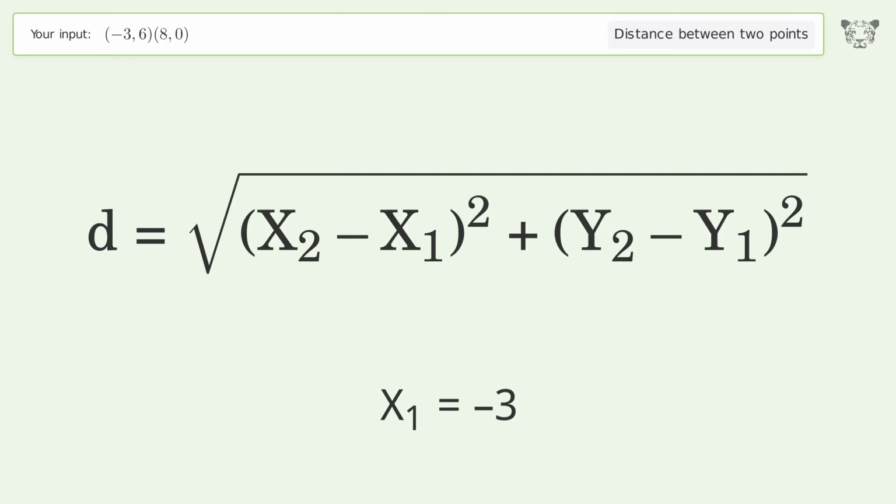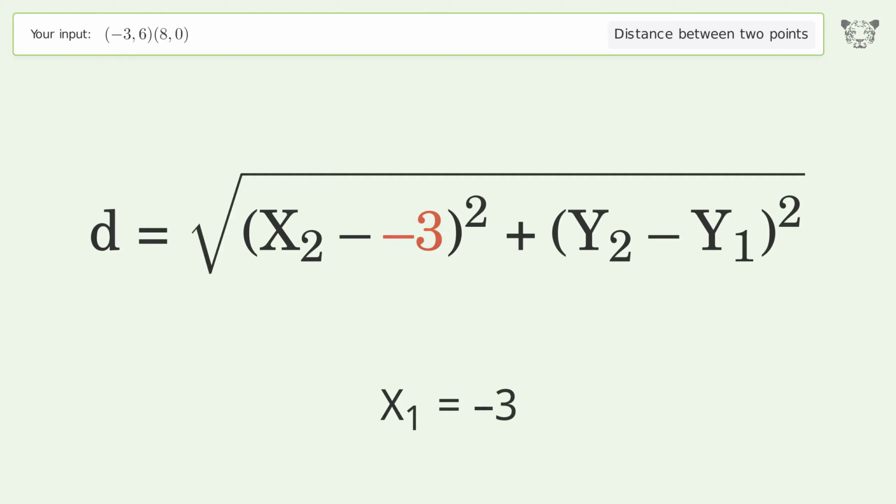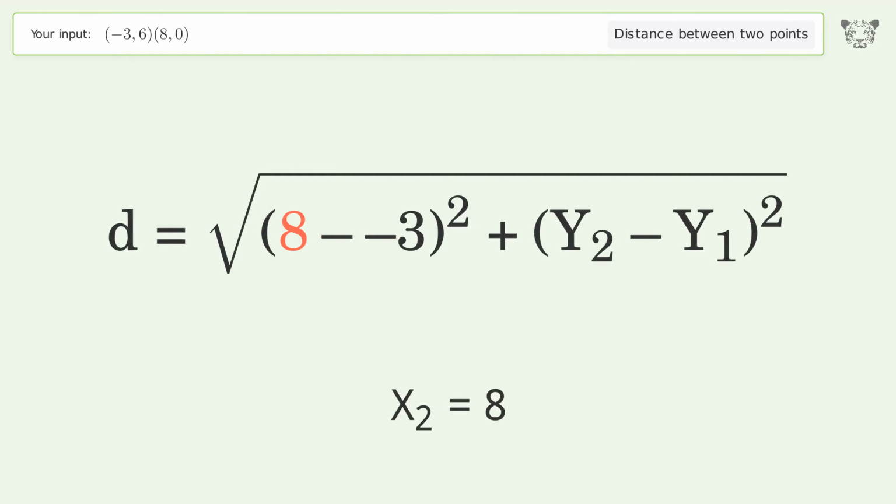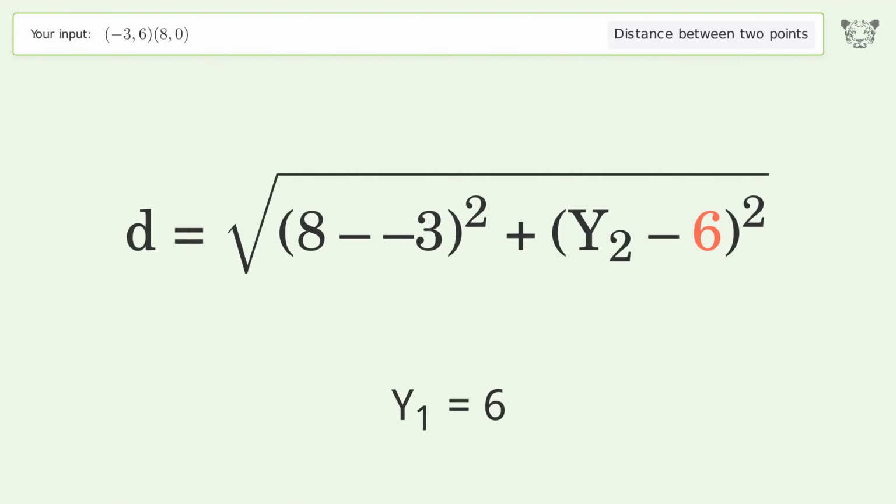x1 equals -3. x2 equals 8. y1 equals 6. y2 equals 0.